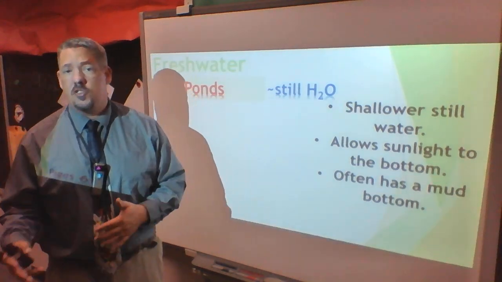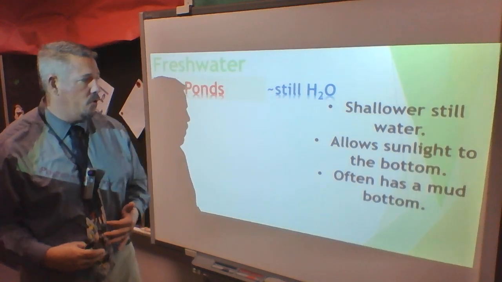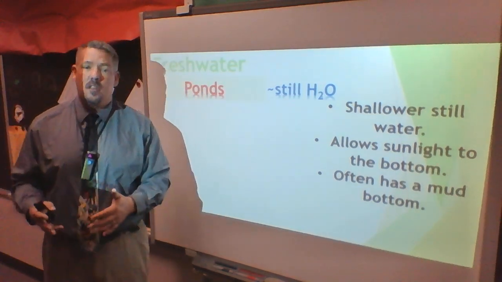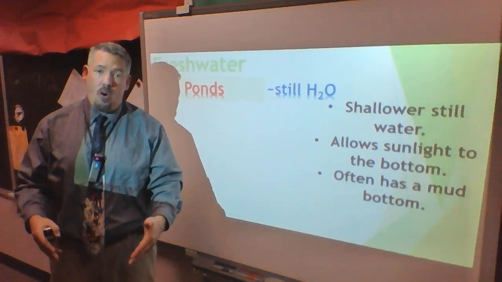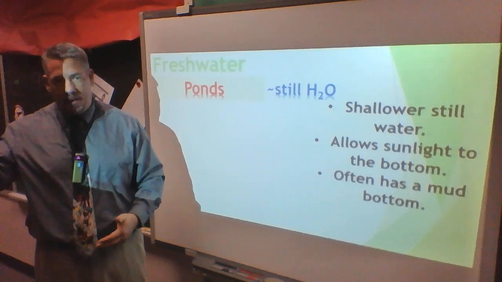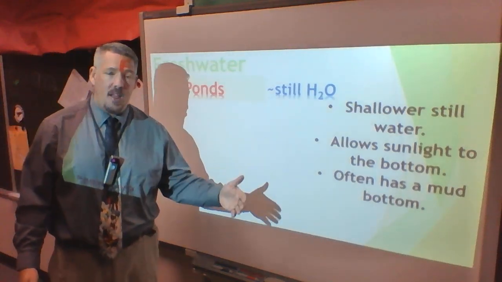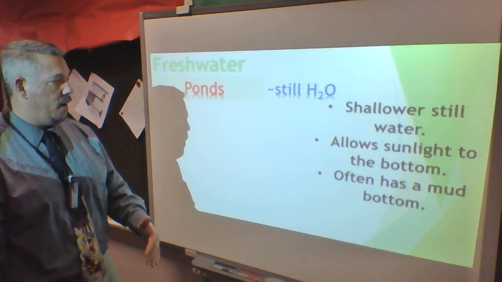But it's considered shallow because at 10 feet, the sunlight can still get through the water. And that's really what breaks the classification between a pond and a lake. If the sunlight can get through the water and plants can grow at the bottom of it, then it's considered a pond. When it gets deep enough to where it doesn't have the plant life able to grow in it from the bottom, then it's considered a lake.